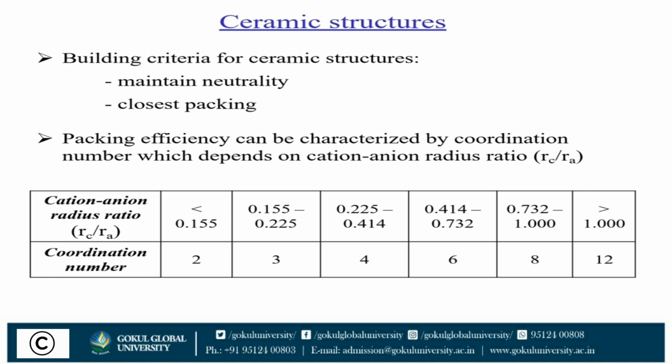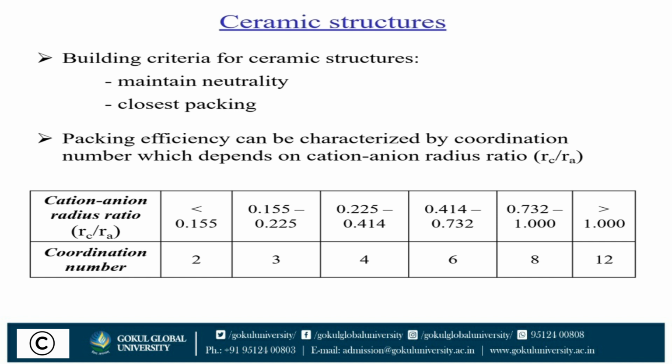The packing efficiency can be characterized by the coordination number, which depends upon the ionic radius ratio, that means rC by rA. This ratio may vary from less than 0.155 to greater than 1.000. That means it varies according to the coordination number. You have to see the coordination number and the atomic radius.